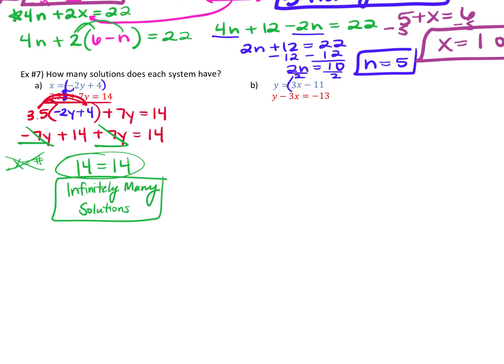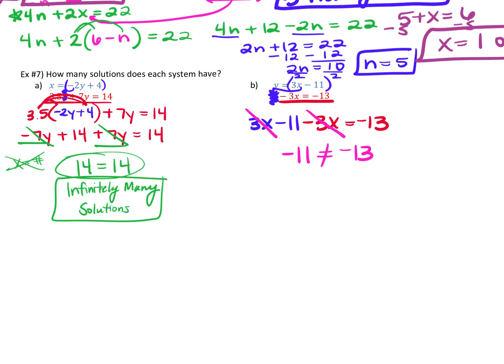Okay, take a look at this one. I know y is equal to 3x minus 11. So I can take out the y in the other problem and put in 3x minus 11. So I can say 3x minus 11 and then finish off the equation. Minus 3x equals negative 13. Take a look at what happens. 3x minus 3x is 0. So I'm left with negative 11 equals negative 13, which is not true, right? If that's a false equation, then we say there is no solution.